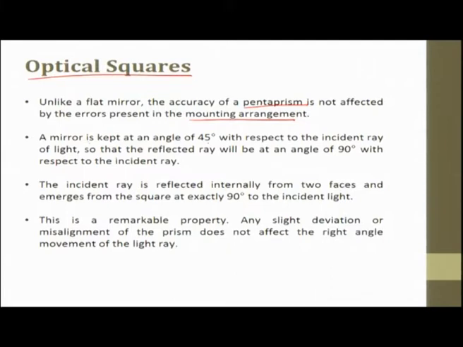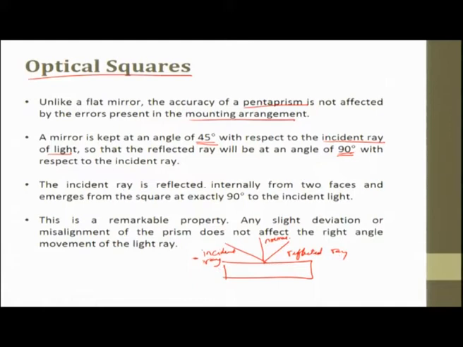A mirror is kept at an angle of 45 degrees with respect to the incident ray of light. So, this is the incident ray, this is the reflected ray, and this will be the normal. So that the reflected ray will be at an angle of 90 degrees with respect to the incident ray.